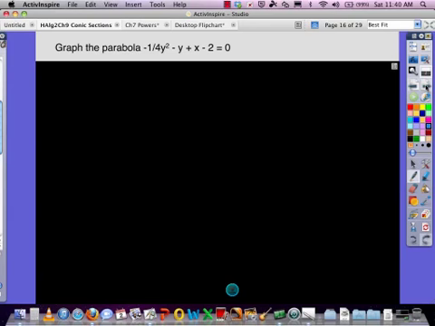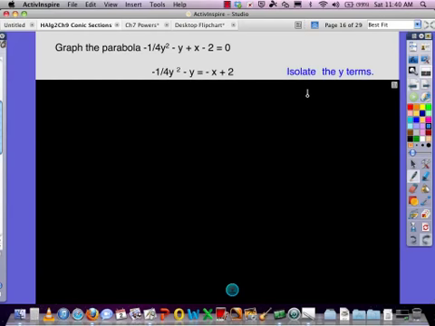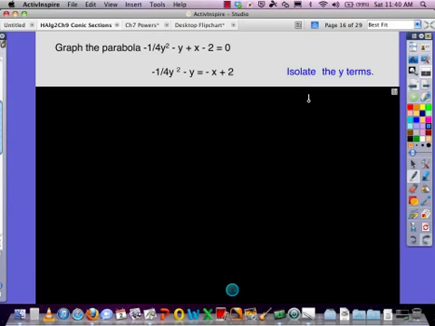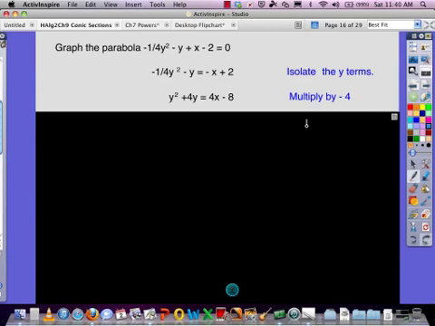So to me, it looks like we need to complete the square. So we need to get this thing in the right form. So step 1, isolate the y terms. Why the y? Because they're the squared. They're the quadratic. From there, once you isolate the y terms, you need an a value of 1. So we multiplied everything through by a -4.